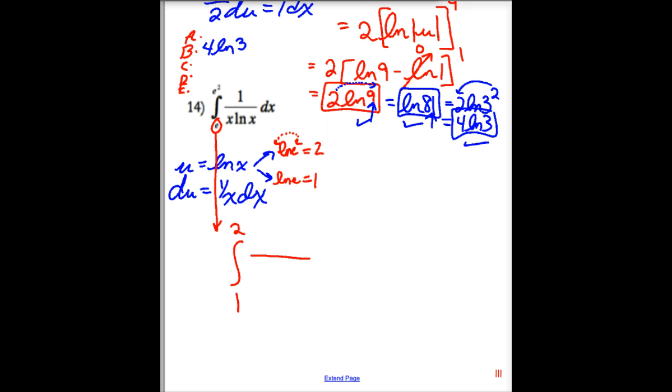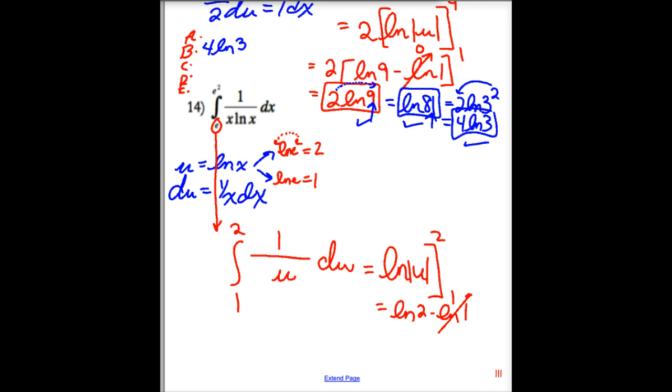So when I reset up my integral, what I'm going to be evaluating is from 1 to 2. I've got u on the bottom as ln x. The rest of that is du. And I get natural log of u, absolute value, evaluated, my limits for u are 1 to 2, which would give me ln 2 minus ln 1. Natural log of 1 is 0 because e to the 0 is 1, and I get the natural log of 2.